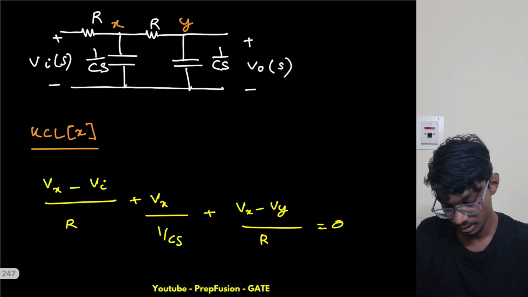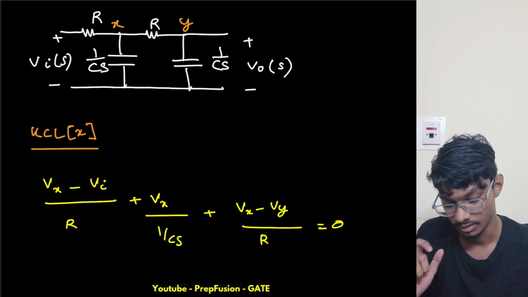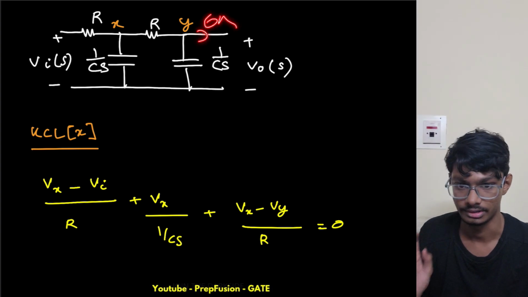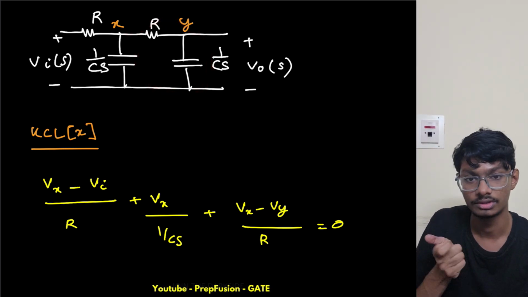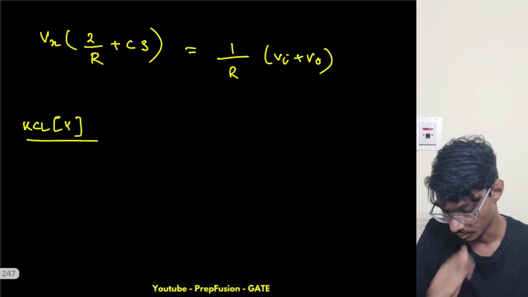KCL equation at node Y, right? So if I want to write the KCL equation at node Y, there isn't any current flowing here, right? Current through here is 0, so only this one. So what I can do is simply apply voltage division.